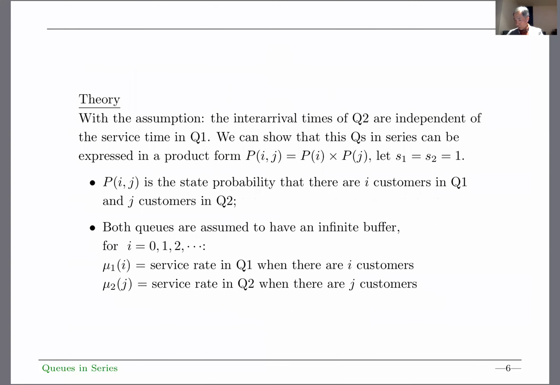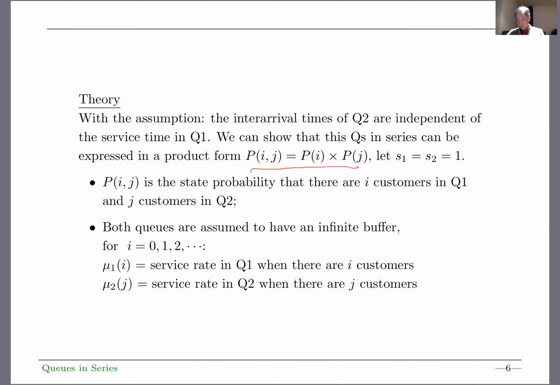Okay, so the theory behind it is quite simple. We are not doing a proof, we are doing a demonstration of why it could be a product form solution, okay? The assumption is the interarrival times of Q2 are independent of the service times in Q1. And if that is the case, then we can show that the product form solution is true, okay?